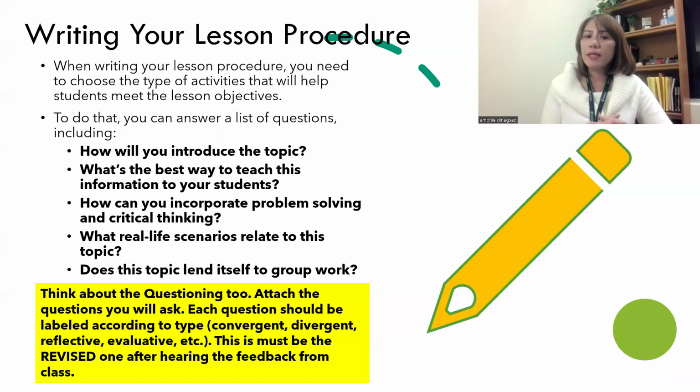Does this topic lend itself to group work? Again, we have to provide opportunities for students to interact because of social learning theory, as we've learned in the other courses. So think about questioning too. If it's possible, not just attach the questions you will ask, but really specify them in your lesson plan. I'm going to show an example of that.